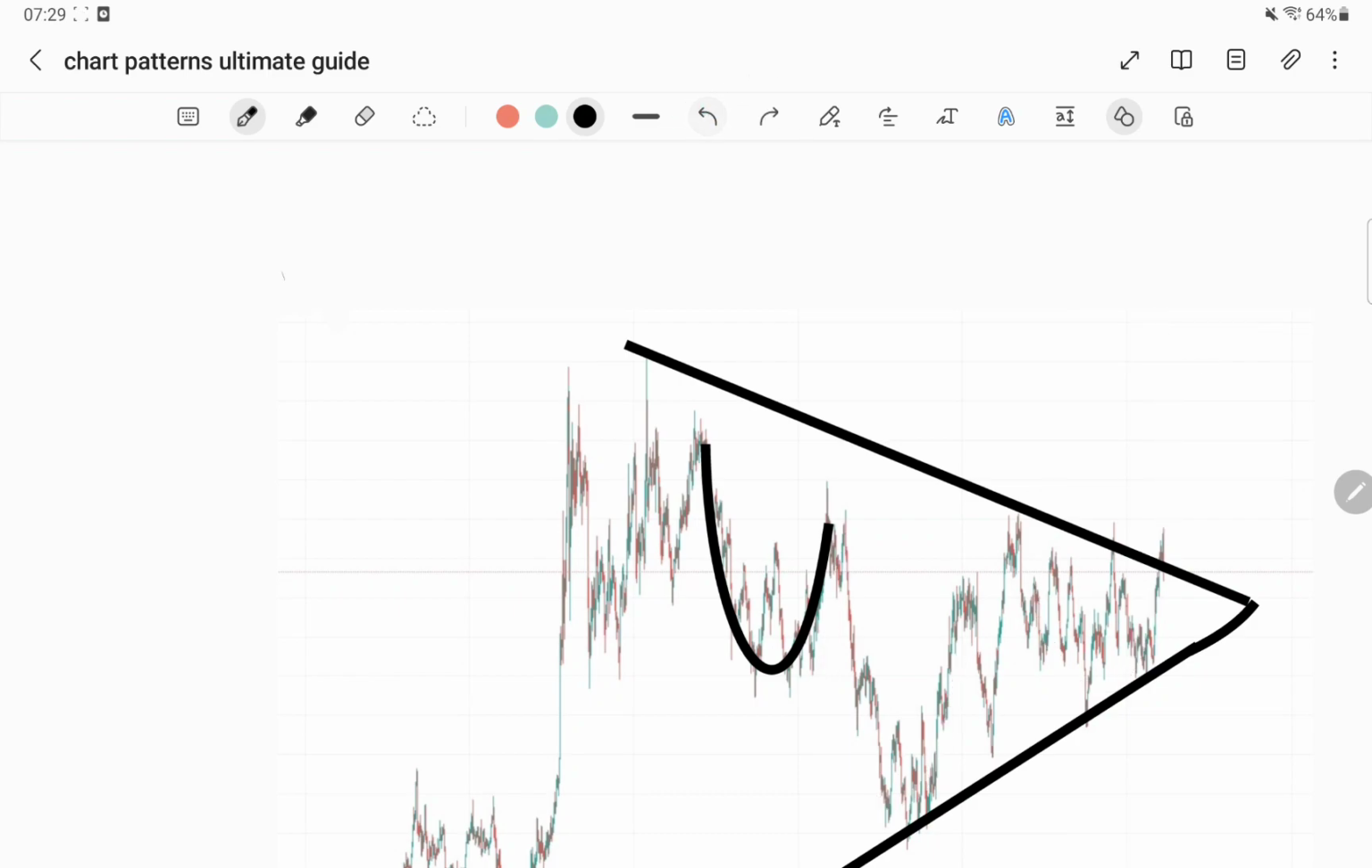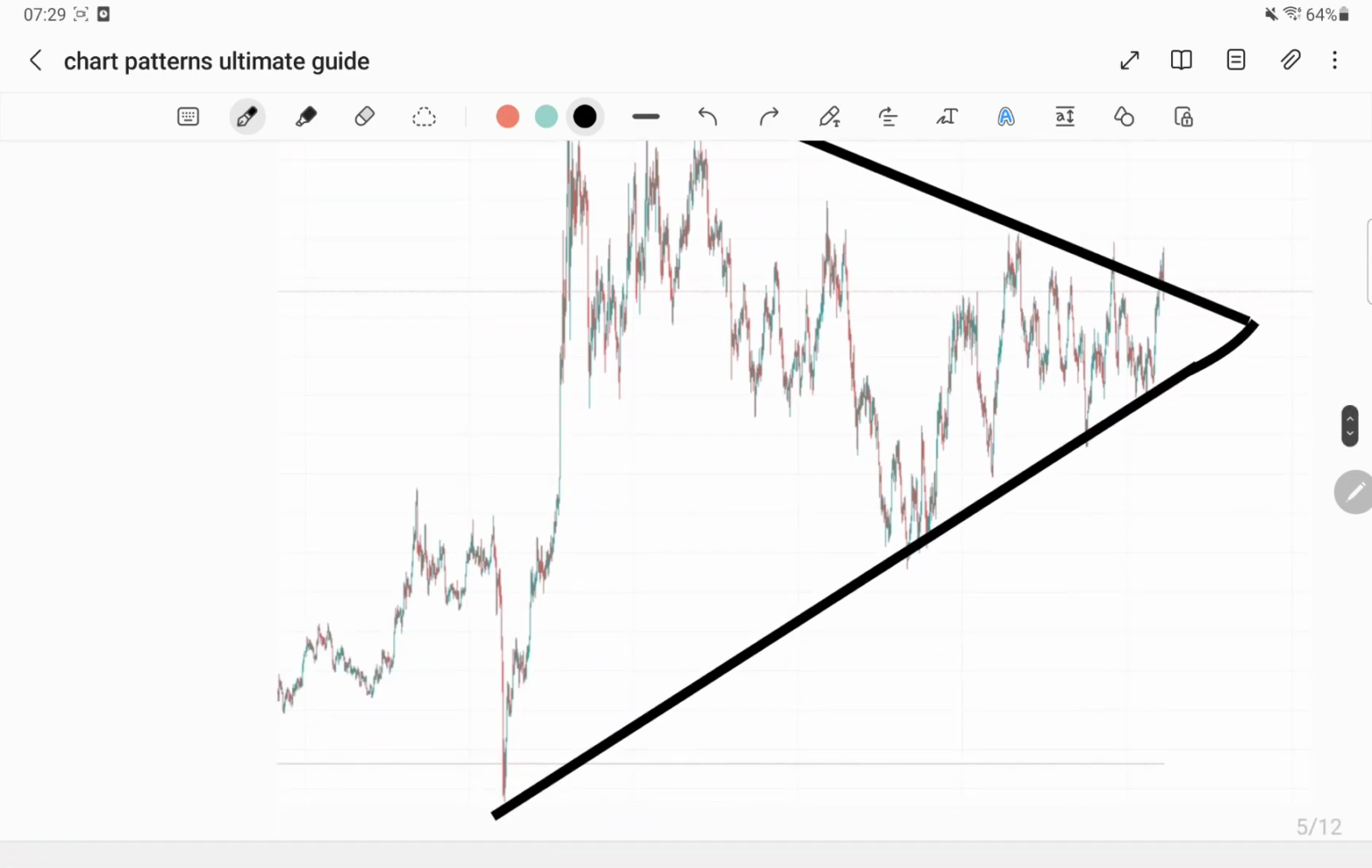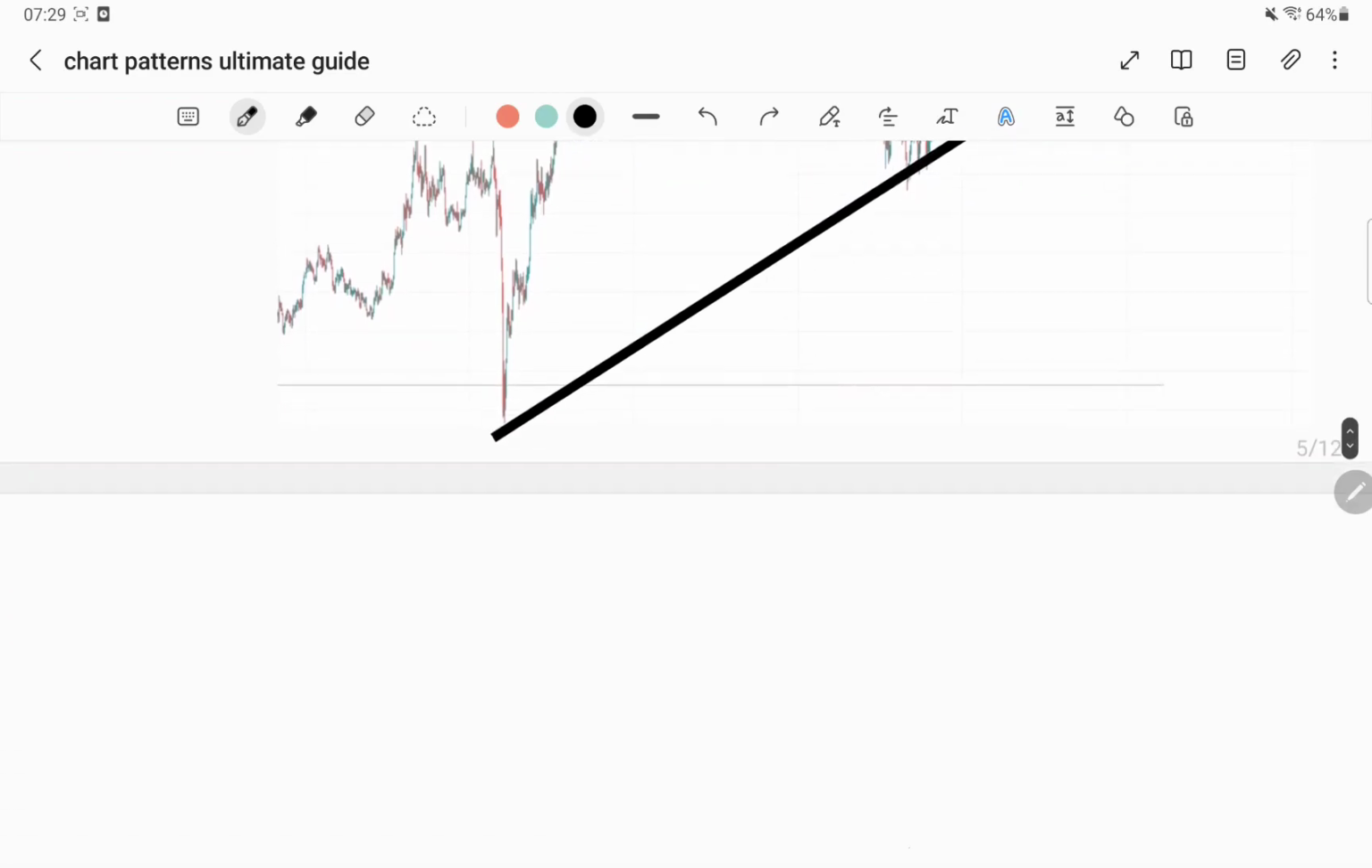This is on the silver chart as well, by the way, if anybody's wondering. This is on silver to USDT. I mean USD. So silver to USD, that one.